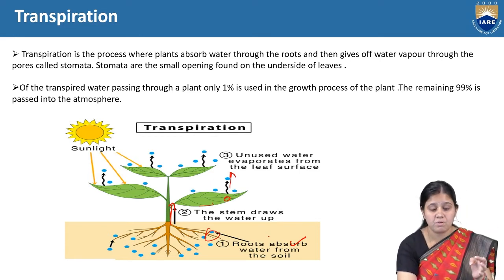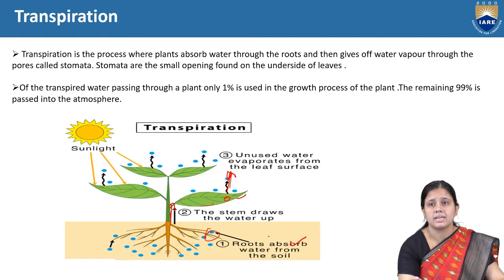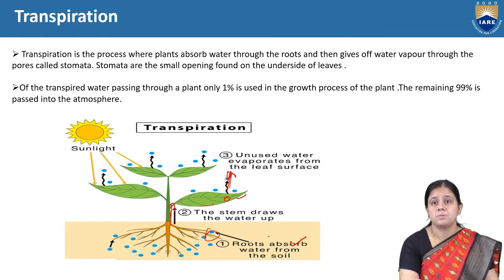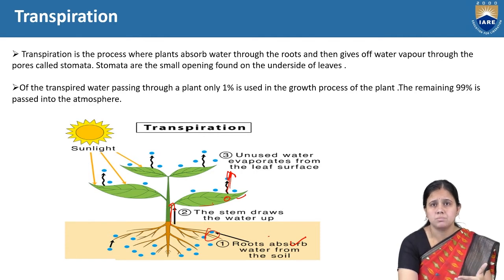With the help of sunlight, the unused water present on the leaf will get back to the atmosphere again. That is the process of transpiration. It is nothing but a process of evaporation by the plant. Evaporation of water by the plant is called transpiration.